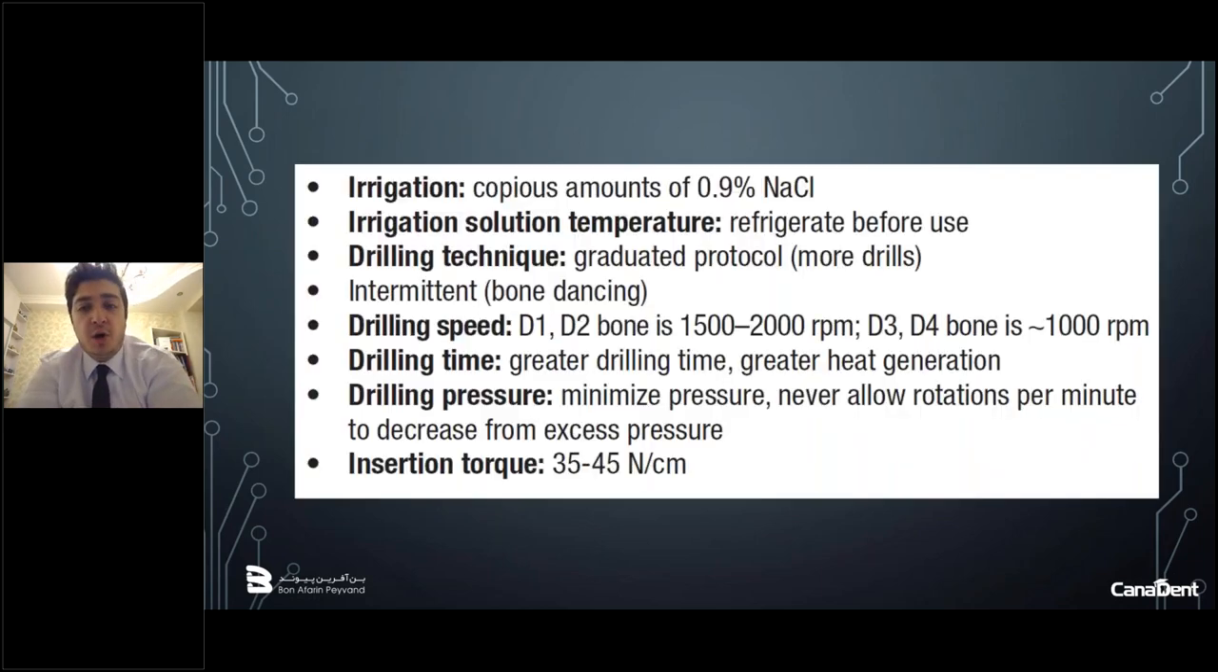So if you want to review all the information till now, we can pay attention to this slide. It's a very good table. For irrigation, we said that we must use copious amounts of sodium chloride and it must be refrigerated before use. The drilling technique was bone dancing and gradually with more drills. Drilling speed is somewhere between 1000 and 2000 RPM. It's somewhat optional; I usually use 1000 RPM for my own drilling. Greater drilling time will cause greater heat generation, so we must allow 5 seconds in each 10 seconds for it to cool. We must minimize pressure, and the insertion torque for the implant must be between 35 to 45 Newton centimeters, which will be mentioned later in our presentation.